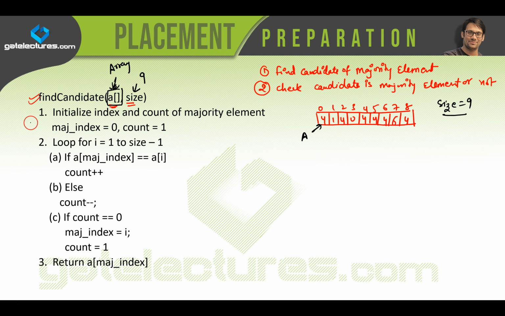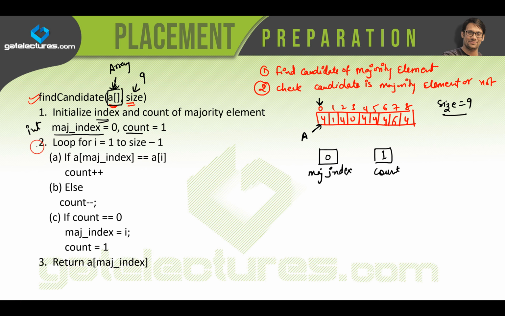Now the first step is to initialize the index and count of the majority element. So we have two variables. You can take these two variables as integers. Number one is the majority index, maj_index, which has the value 0, and second is count, which has the value 1. Actually this maj_index represents which element we are currently using.